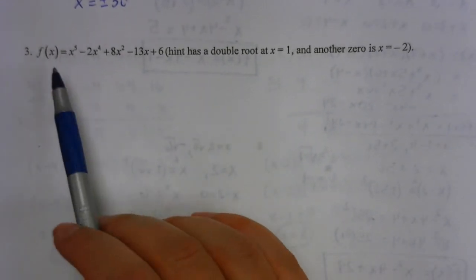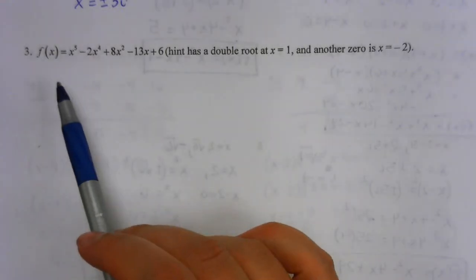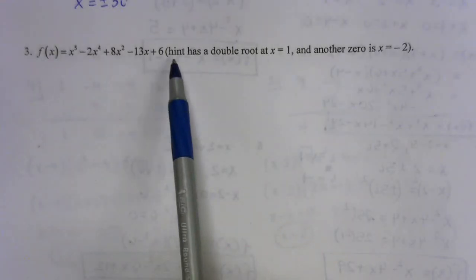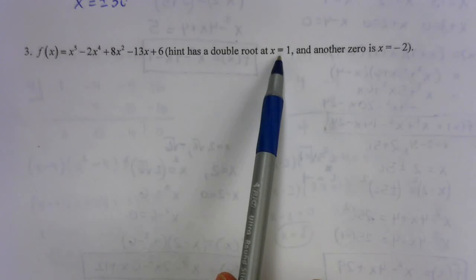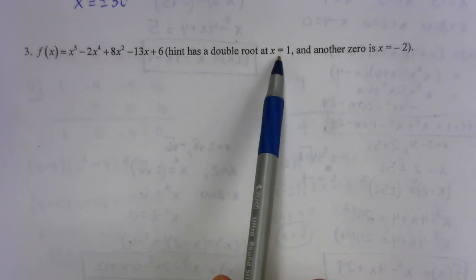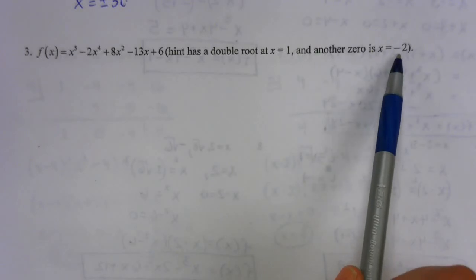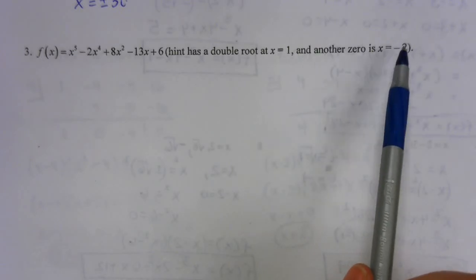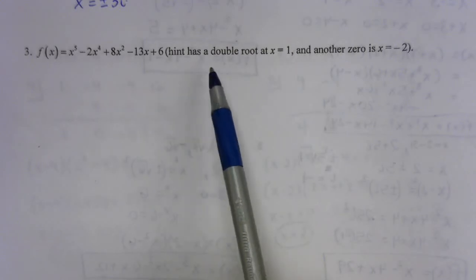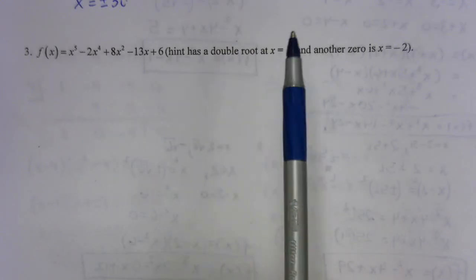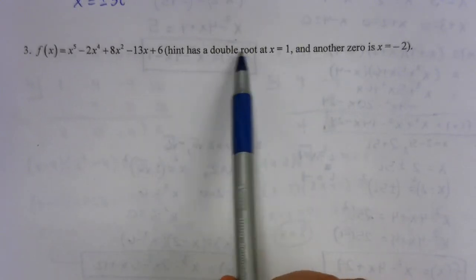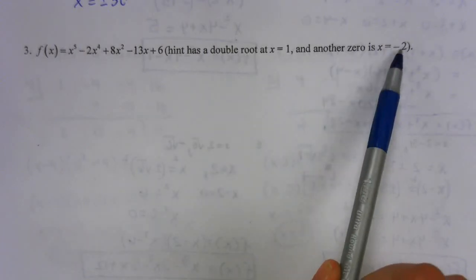Number 3, it has a 5th degree polynomial. I have to find 5 answers to that one. It says that we have a double root at 1. That means I have to do synthetic division twice with 1. And then it tells me that another 0 is at -2. So I'm going to do synthetic division with that as well. So I'm going to do synthetic division 3 times, twice with 1, because it says it's a double root, and then once with the -2.